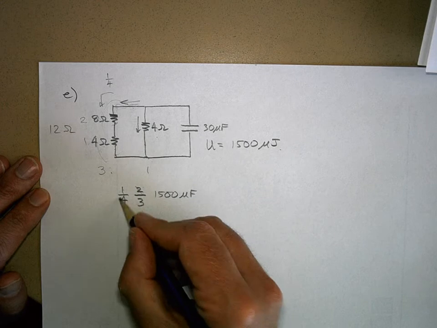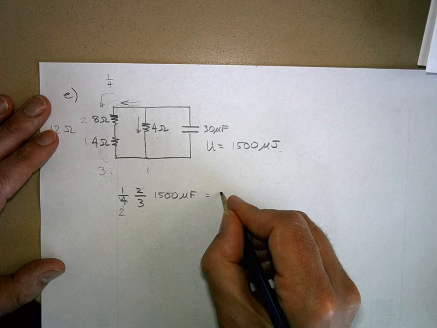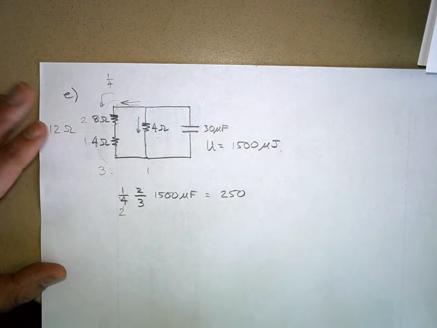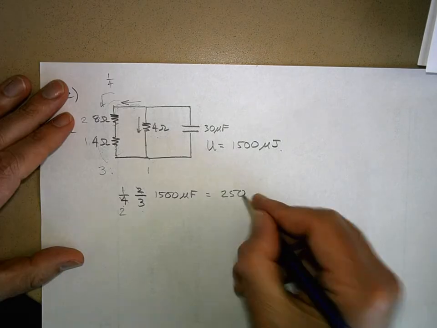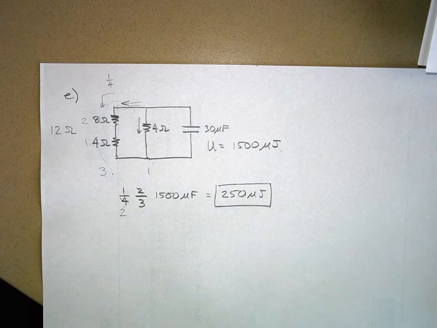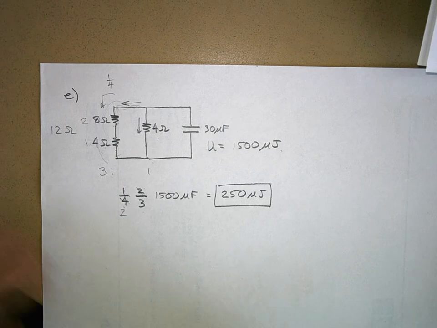Let's see, what is that? That's 2. So what's 1,500 divided by 6? I think it's 250. Is that right? Microjoules. And that's the answer. All right, that's the easy way to do it, relatively easy in terms of computation, and you had to see this in terms of fractions of currents and all that.